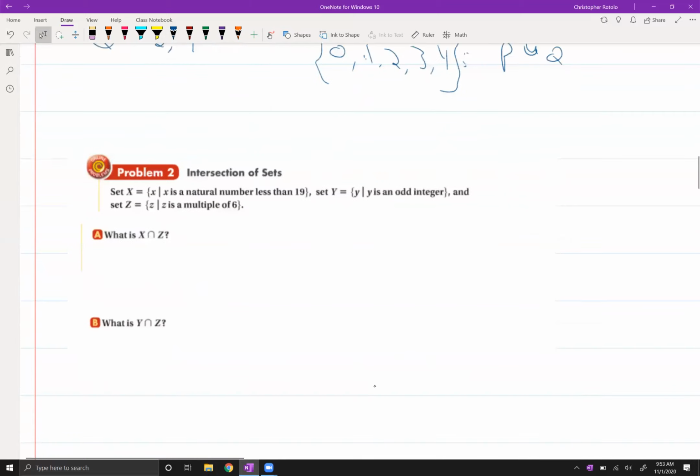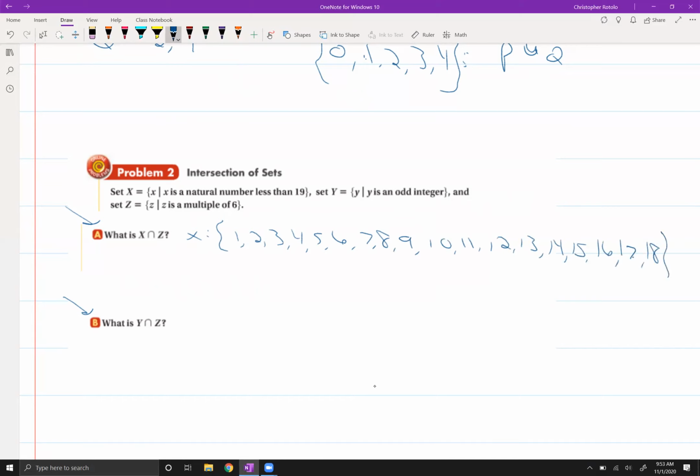All right, remember intersection, that's what we're going to deal with more because it's a little more thought-provoking. That's the area of the road that's shared. So that means we're talking about things that are shared. So X is natural numbers less than 19. So what's that set look like? 1, 2, 3, you get the idea. Less than 19, so we'll stop there.